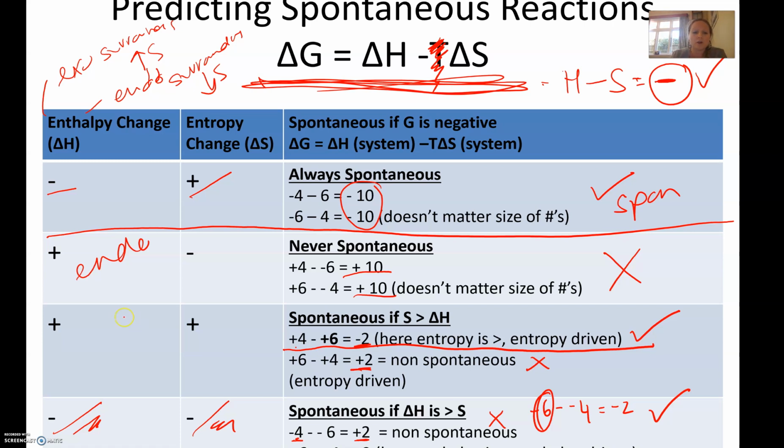And so it is possible for an endothermic reaction with a positive entropy change to happen, but only if the entropy has the greater effect.